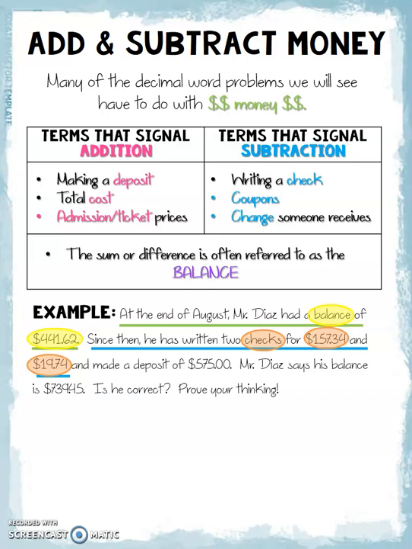of those amounts. Then the rest of that sentence says, he also made a deposit of $575. Well, I remember that word deposit means I'm going to be adding money into the account. So this part of the sentence tells me that Mr. Diaz is also going to add $575 to his account.